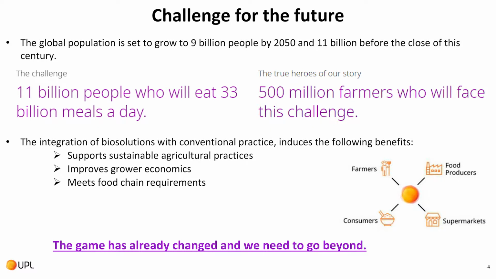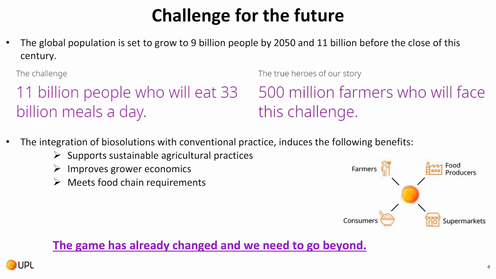We all have seen the data and the facts that have been presented on the world population and the growing pressure on food security. So the global population is set to grow to 9 billion people by 2050 and 11 billion before the close of this century. So the challenge is an estimated 11 billion people will need to eat 33 billion meals a day, and an estimated 500 million farmers globally will need to face this challenge and provide the food required.